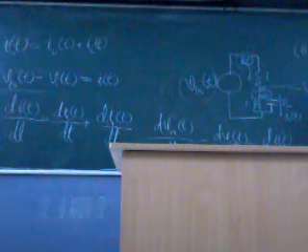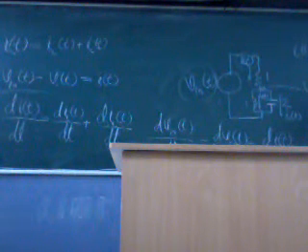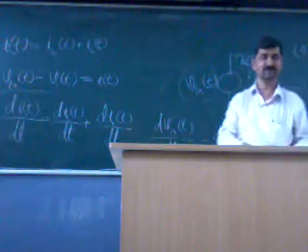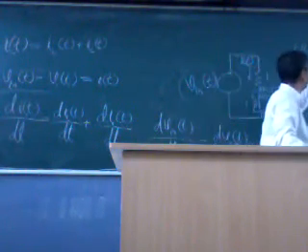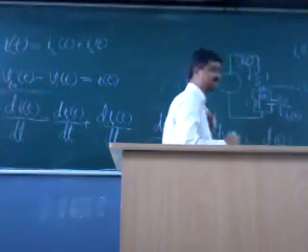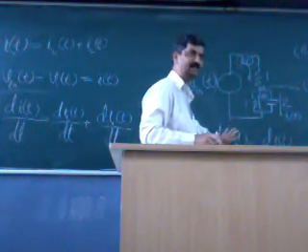dV1(t) upon dt. So if I take the 2 on the other side, dV1(t) upon dt is I_C(t) upon 2, right? Is it clear? So dV1(t) upon dt is I_C(t) upon 2.